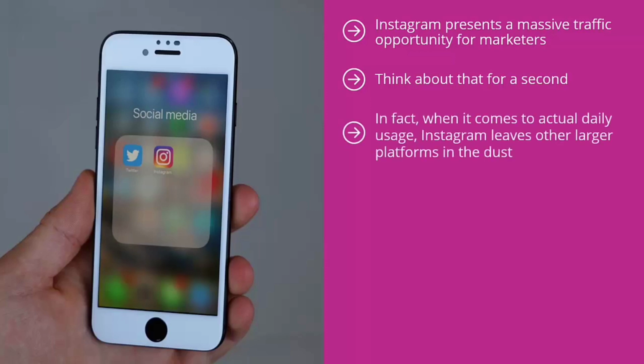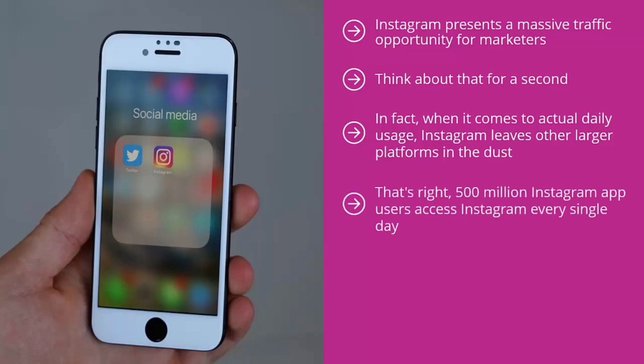In fact, when it comes to actual daily usage, Instagram leaves other larger platforms in the dust. These other platforms may have a lot more users, but in terms of daily use, Instagram can boast over 500 million users. That's right, 500 million Instagram app users access Instagram every single day. That's a lot of content consumption. That's a lot of likes, comments, hashtags, and what have you.